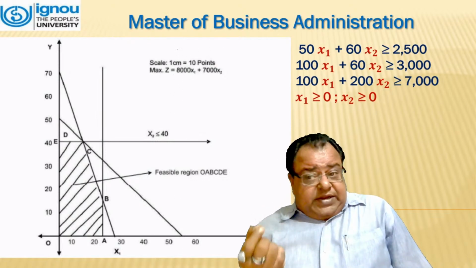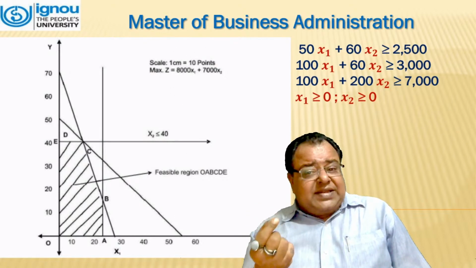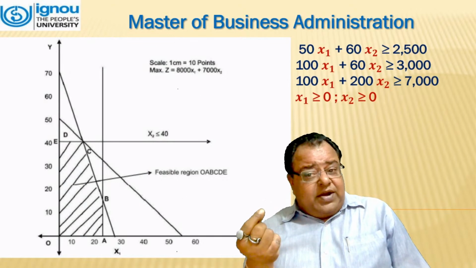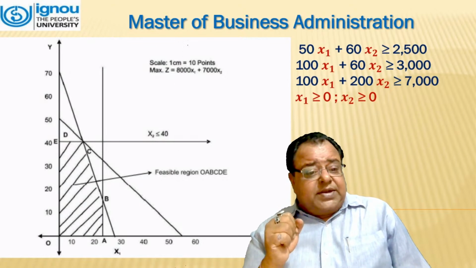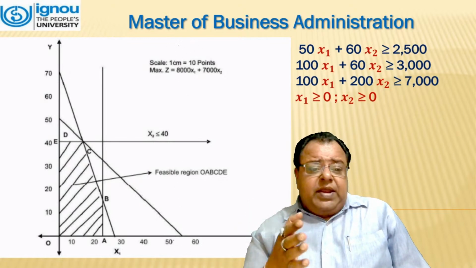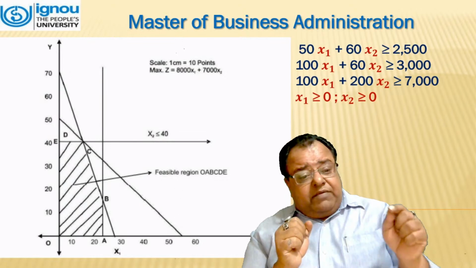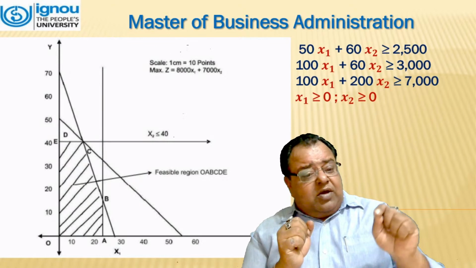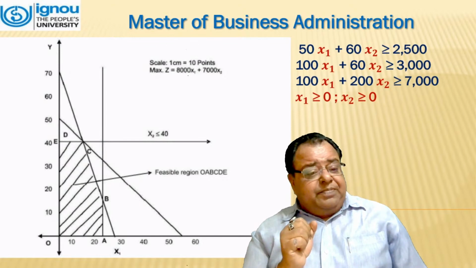We have to check the region now. We have to put 0, 0. That means we will be replacing x1 by 0 and x2 by 0. In the first case, it will be 0 greater than equal to 2,500. So what we will be doing? We have to minimize it, so all the 3 areas will be away from 0. In that case, we have to find out the common region on all the 3 lines. So we can see this shaded region as the common region.